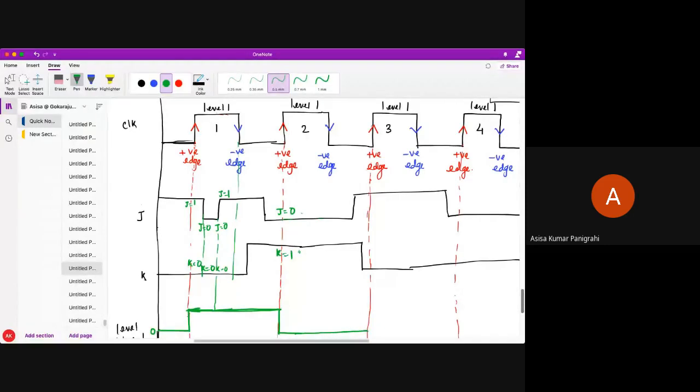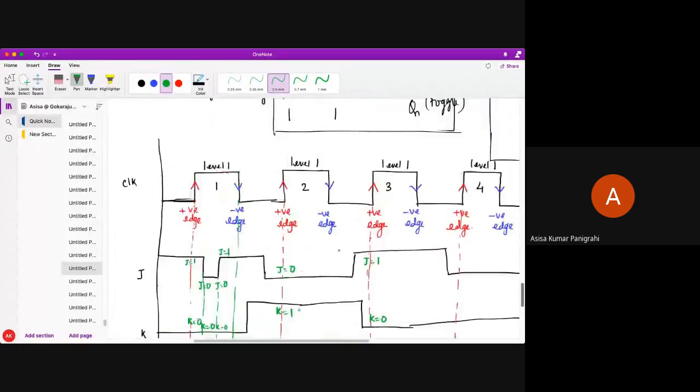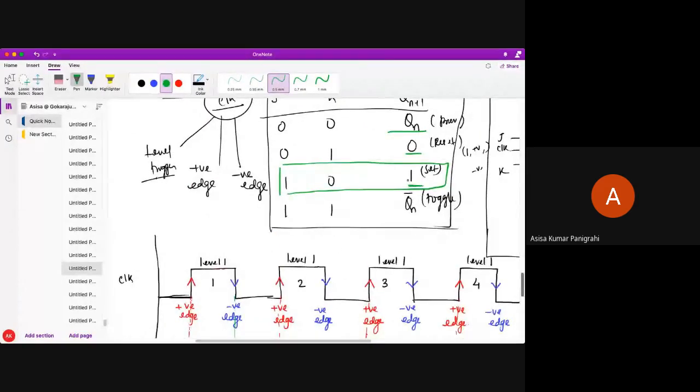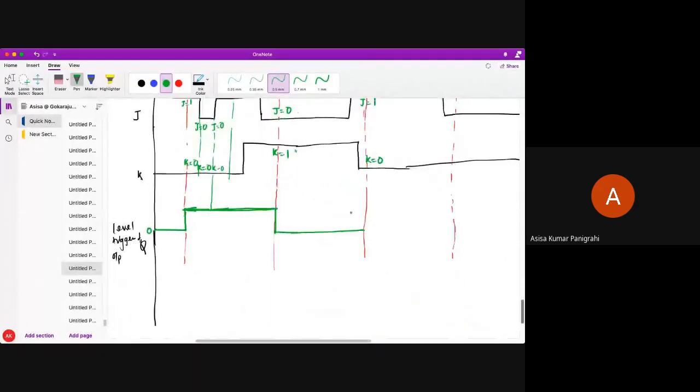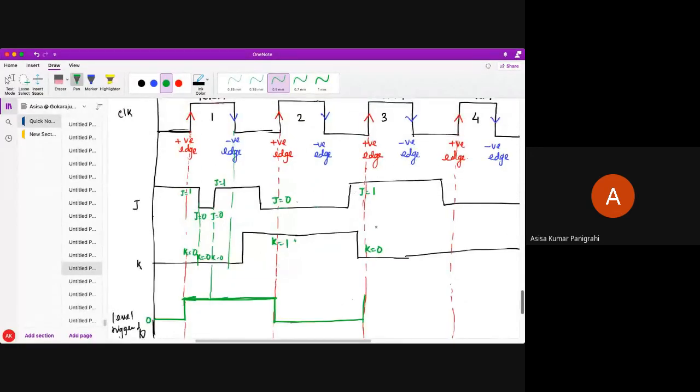Next, again it will check what is J here. J is 1, K is 0. If J is 1, K is 0, what will it do? It will just set, and it will check any other change in this level. No change in this level of the flip-flop input, so it will just continue up to next level 1. In this level 1, it will check what is J. J is 0, K is 0. So it will just continue with the previous value. Okay, so you are getting previous value.